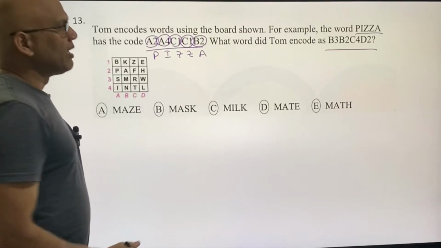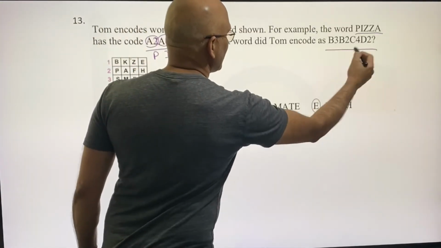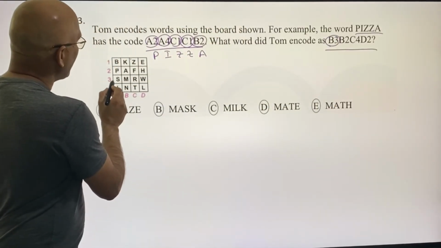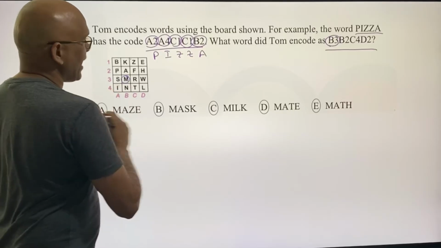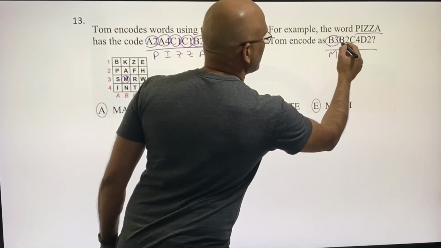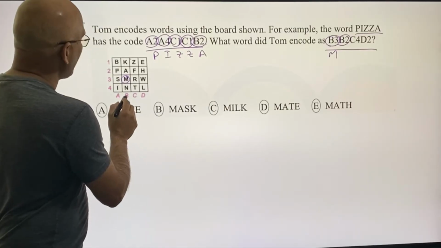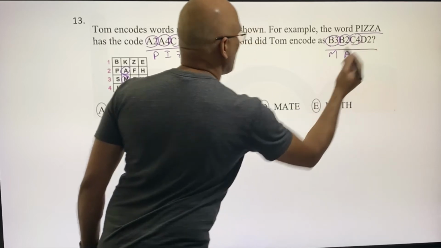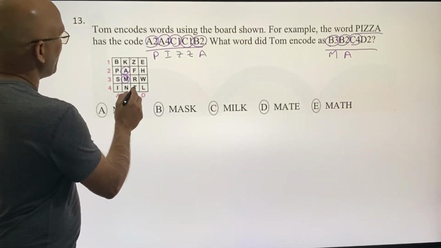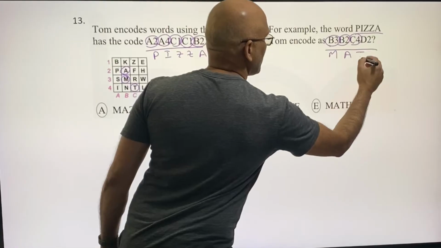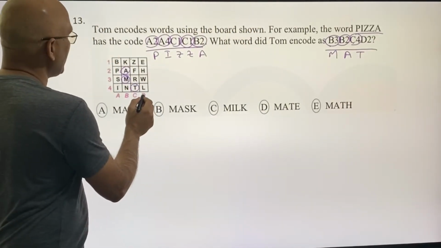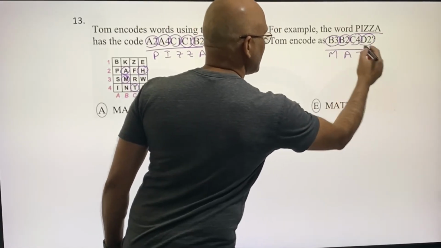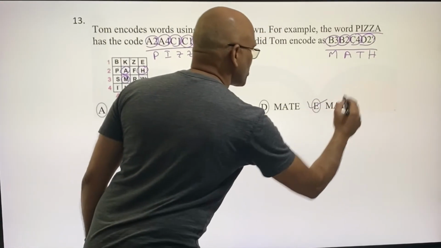All right, so now let's check what word this encoding means. So B3, B and 3 is M. Then B2, let me see, B2, B and 2 is A. C4, C4 is T. D2, D and 2 is H. All right, so this then corresponds to math. Correct choice is E.